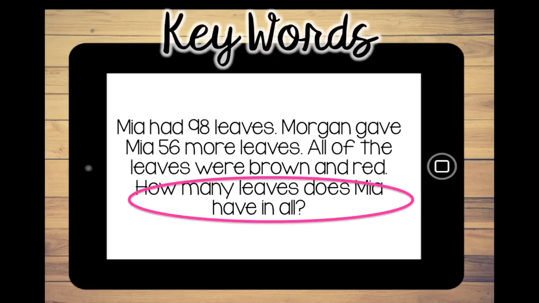Find that extra information that we do not need to find the answer. If you said all of the leaves were brown and red, you're correct. We do not need to know the color of the leaves to figure out how many leaves Mia has in all. Go ahead and pause the video and answer the question. Then resume the video to check your answer.